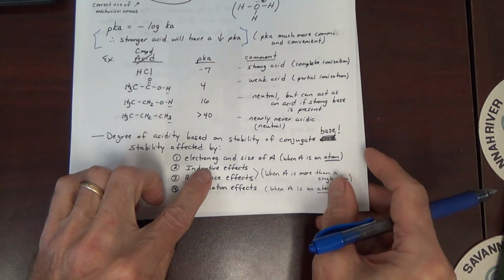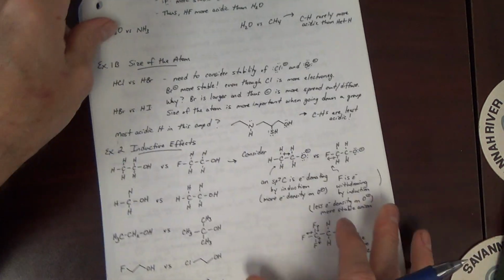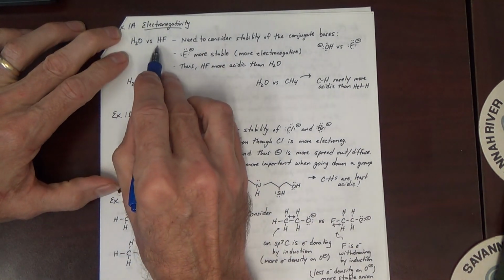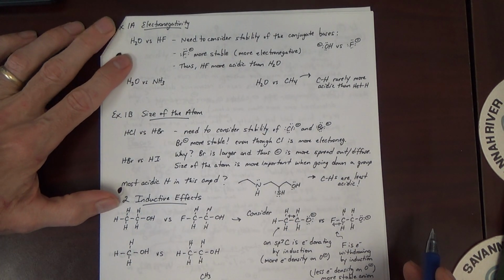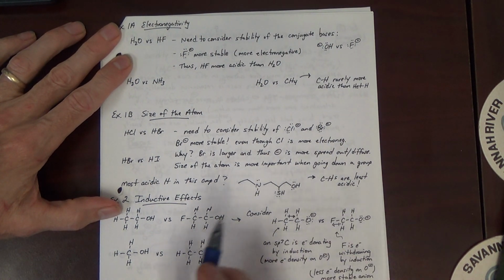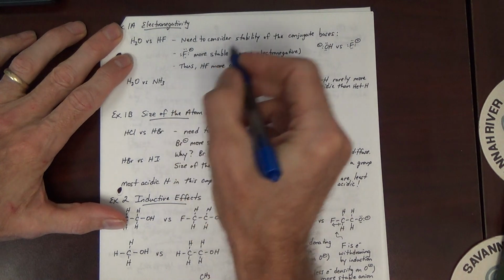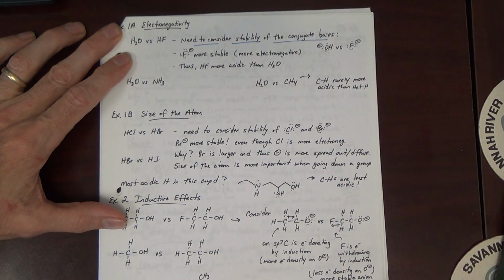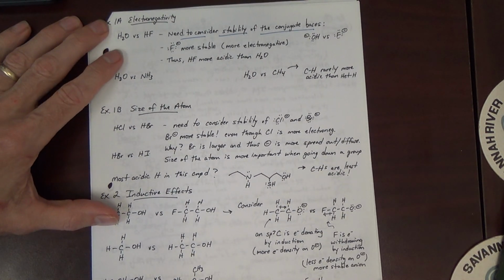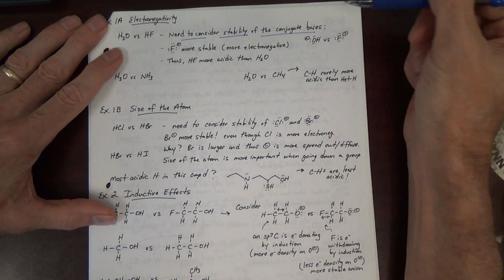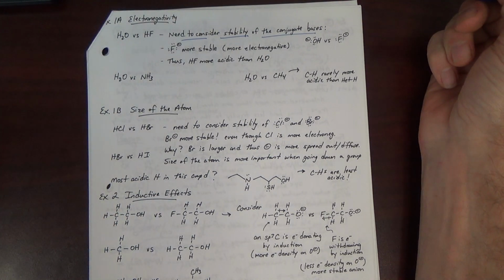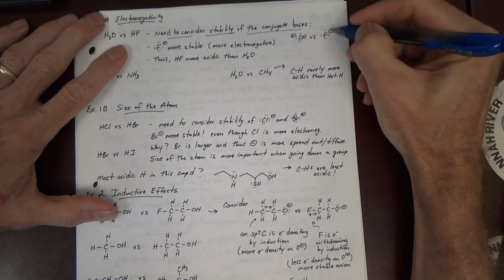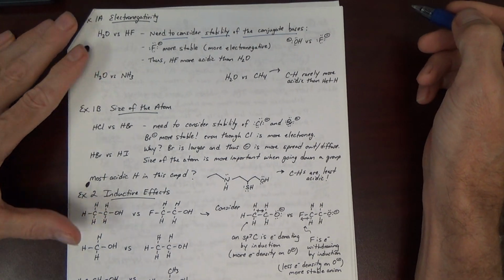Okay, so number 1, electronegativity and size of the A when it's an atom. Let's look at this example. H2O versus HF. Which is a stronger acid? Well, importantly, anytime we ask this question, which is the strongest acid, we need to always consider the stability of the conjugate bases. I underlined that. Now you should of course be able to show conjugate bases for any acids. All right. Conjugate base of water is hydroxide. Conjugate base of HF is F minus.